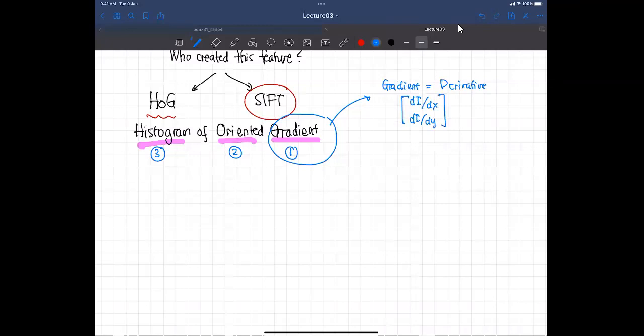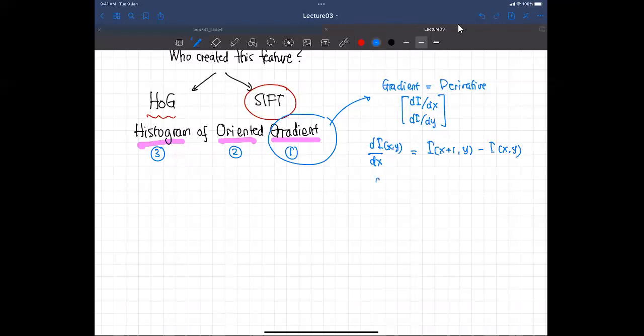So what is dI/dx then? What is the definition of dI/dx? In the discrete case, I know that if it's analog, then you have to use limit theory, right? But if it's discrete, what is the definition of dI/dx? To be complete, I have to write x, y there. So what is the definition of this in discrete? I(x+1, y) minus I(x, y). That's the definition of the derivative in the x direction.